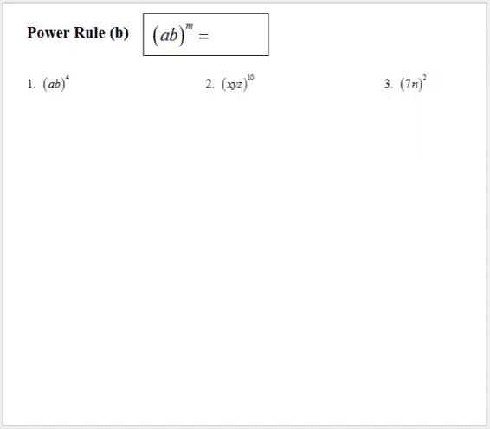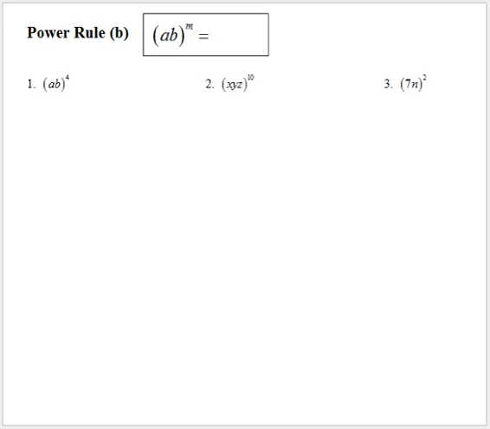Now, some examples for the power rule part B. Let me give you a few minutes again to evaluate these. And when you're done, put a check mark next to your name. Okay, Cassandra, you said you're done. I think we're having a problem with Barbara's connection today. All right, Cassandra, can you tell me what would be the first one?